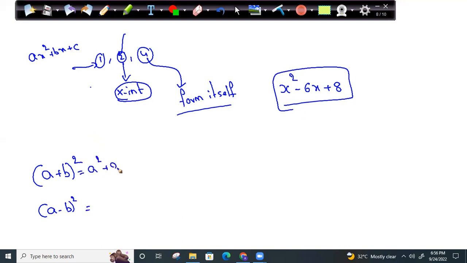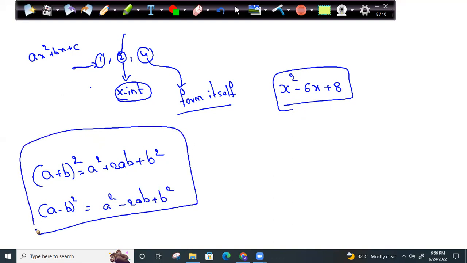a square plus 2ab plus b square. a square minus 2ab plus b square. You should remember these two formulas. They are most effective to solve some of the most difficult concepts in maths and physics. Now, the same thing I use to make it as a perfect square.